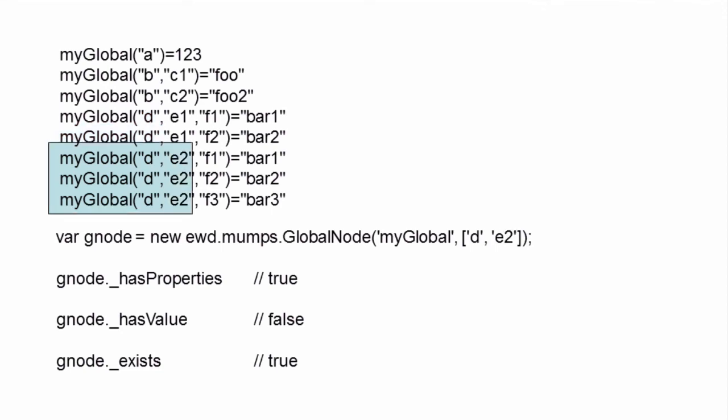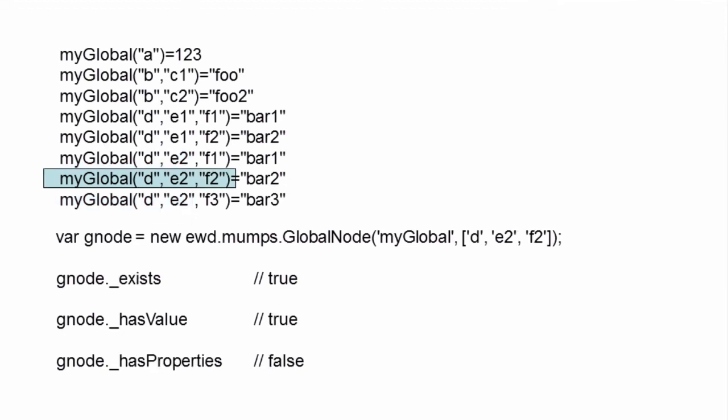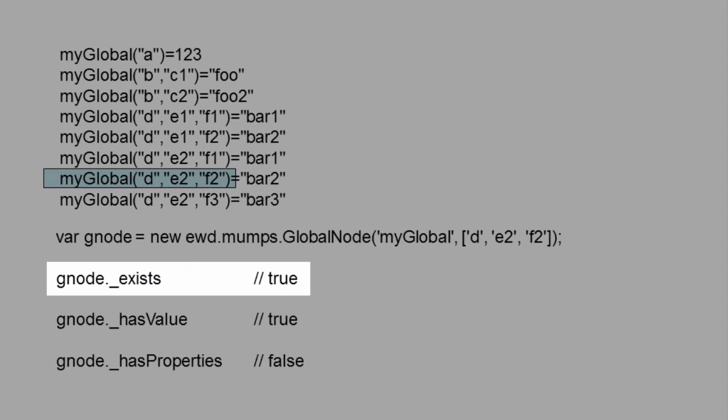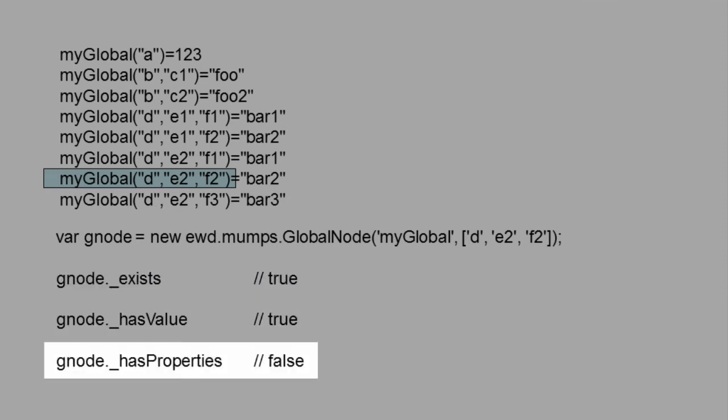The same is true if the global node represents the node with subscripts D and E2, which can be visualized as the part of the global within this blue rectangle. But this global node object represents the leaf node shown in blue, so this time it not only exists, but it has a value, but it doesn't have any lower level properties.